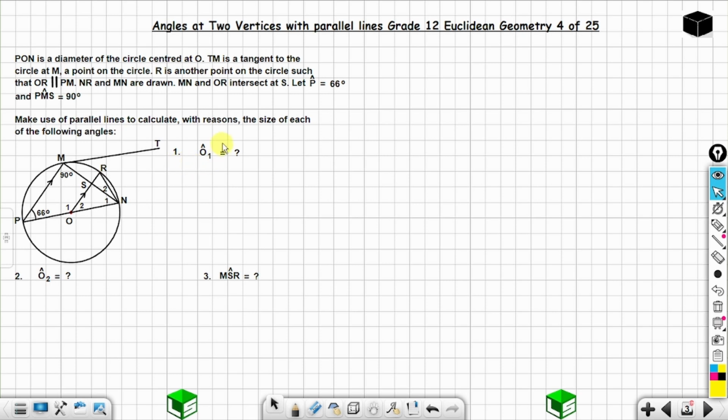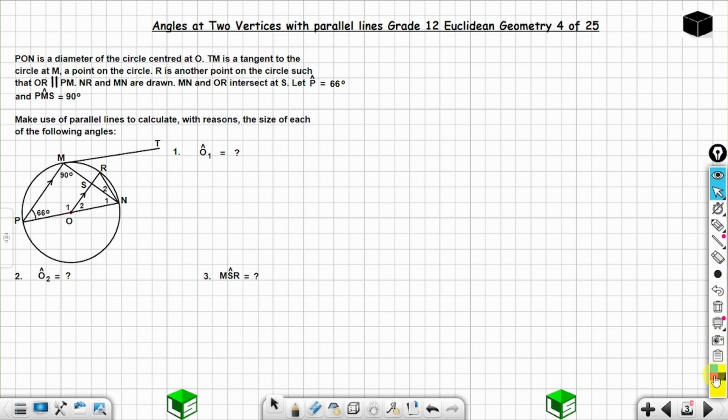In question 1, you are requested to make use of parallel lines to calculate the angle O1. You have this line PM parallel to OR. Can you see? You have an arrow there and you have an arrow there. So PM is parallel to OR. This is O1. You have to make use of parallel lines.